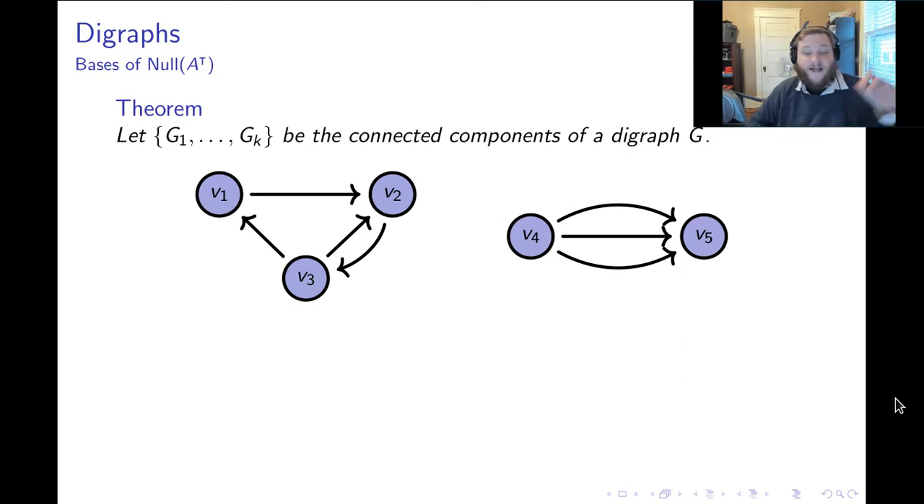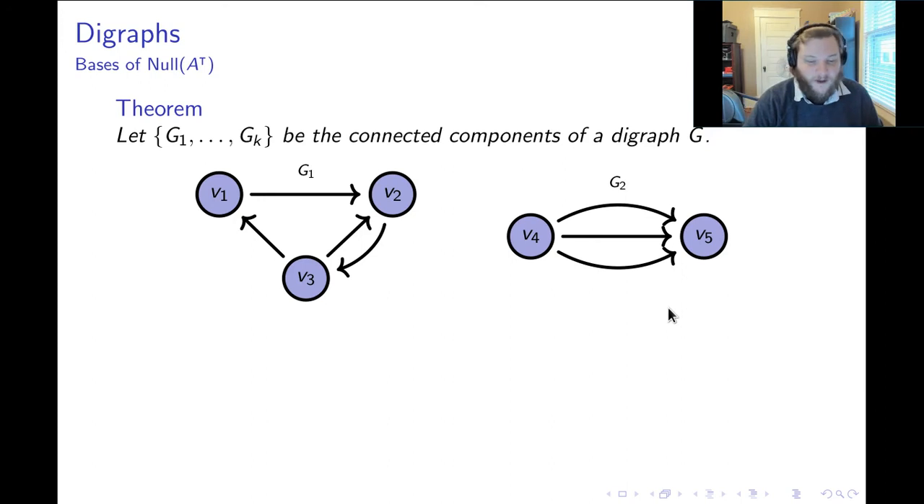Okay, cool. So that's the null space. What about the left null space? So the left null space, remember, is the null space of the transpose. It turns out that the null space of the transpose is connected to the idea of connected components. So let's say we're studying a directed graph, and let's label each connected component G1, G2 up to GK. So this directed graph has 2 connected components, G1 and G2.